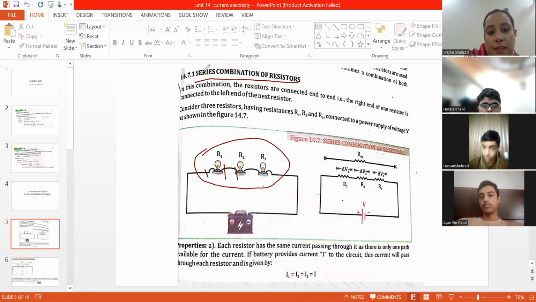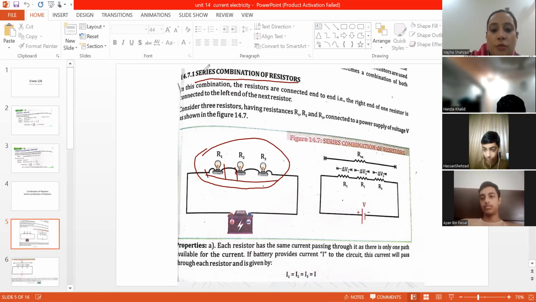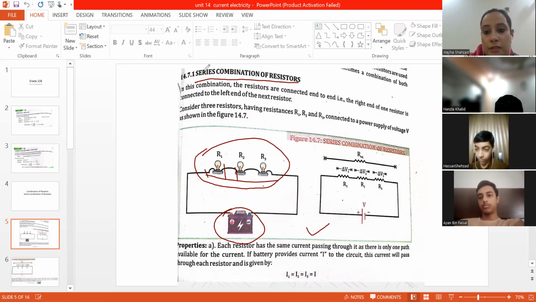So as they are connected in the line, we call them connected in series. Then we have to connect them with a battery. The battery will give them a potential difference, which will be used to flow the charge, the current, in the circuit. So this is the circuit diagram of this combination of resistors that are connected in series.